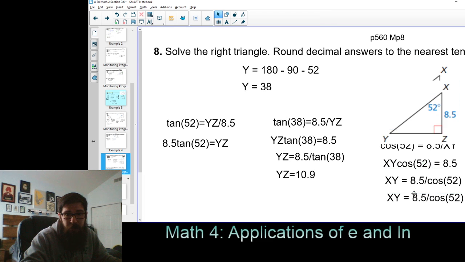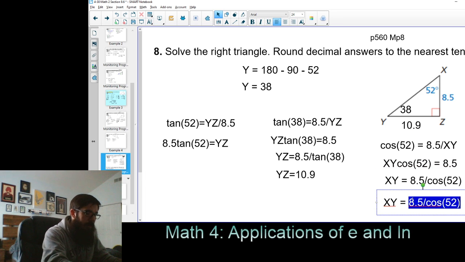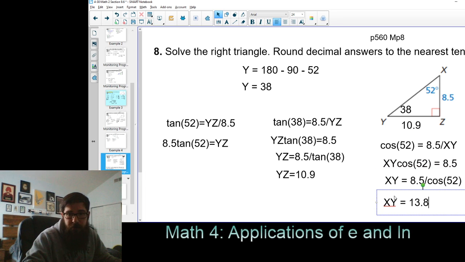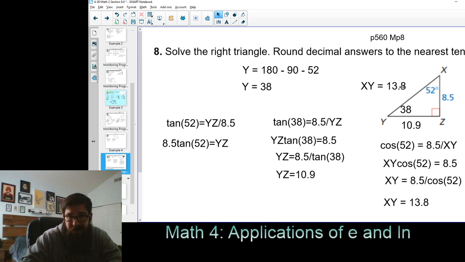So xy, how long is it? Oh, goodness. Too many things. 13.8. And did we solve the triangle? You better believe it. We got all three sides. We got all three angles. That's what we're asking you to do for this week. We're not going to mess with any word problems or this sort of stuff.